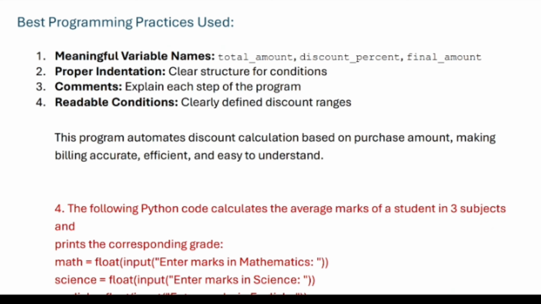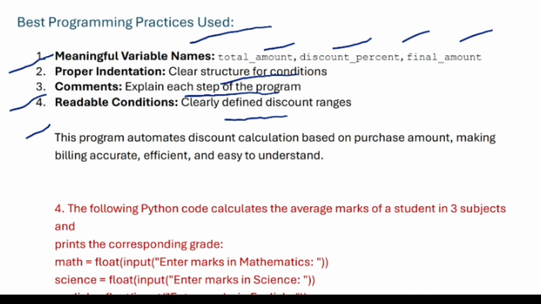And a small explanation about best programming practice. One of the best practices is naming variables as given: total amount, discount amount, percentage and final amount. Proper indentation gives a clear structure of the condition as given. Comments explain the program step by step, and a readable condition clearly defines the discount range also. So based on this, the program automatically calculates the discount based on the purchase amount, making charges and bills accurate, efficient and easy to understand.